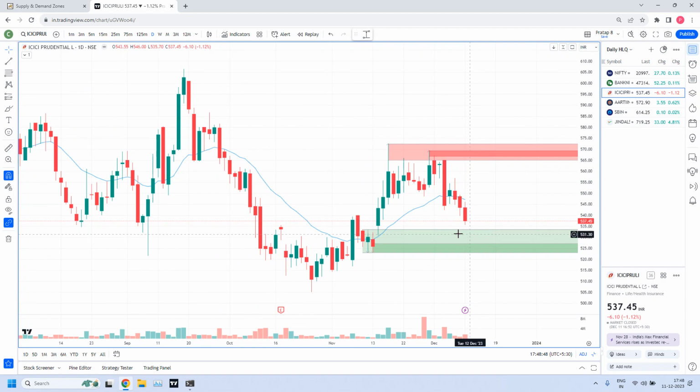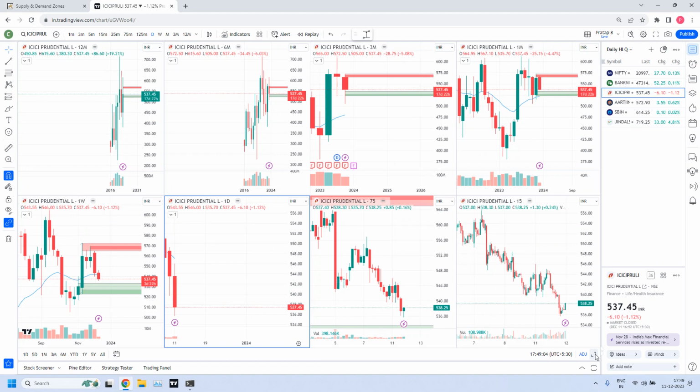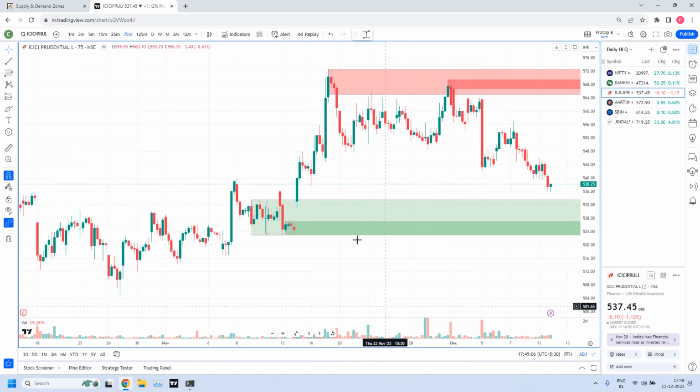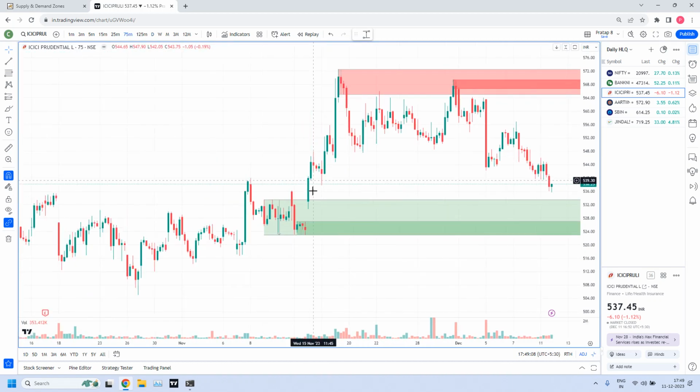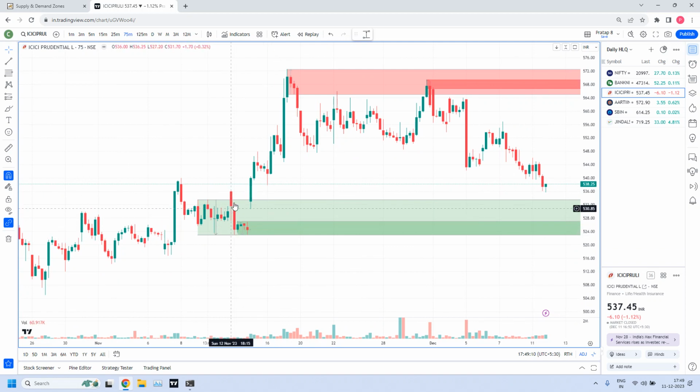So what is the rule? We need to identify a 75-minute zone inside this daily high liquidity zone. Always, a high liquidity zone should be used as an HTF zone. That's why the daily zone is an HTF zone. So one time frame below that is 75 minutes, and you need to find a fresh zone inside this zone. So we have identified a fresh zone: a drop, base and a rally candle.